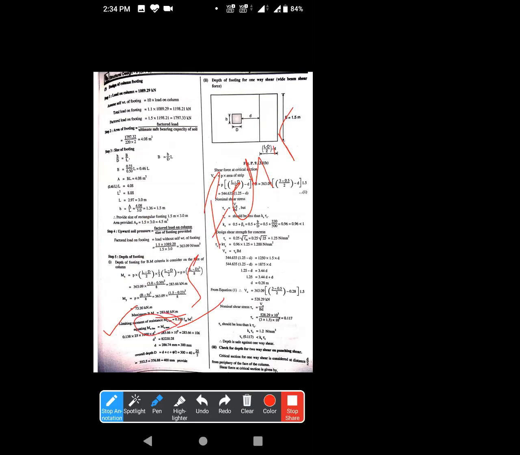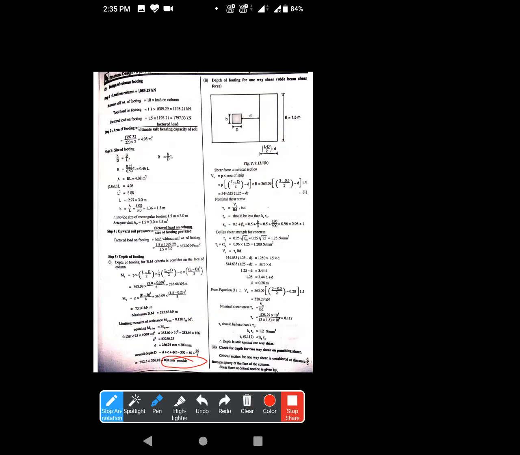Now you have to equate both Mu limit and Mu max, then you are going to get the effective depth, which is approximately equal to 300 mm. Then you have to go for the overall depth. I have already told you, you have to take the cover. See here, your overall depth is 400 mm, you have to provide.